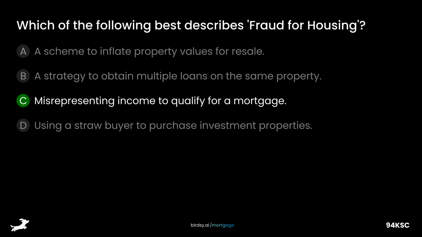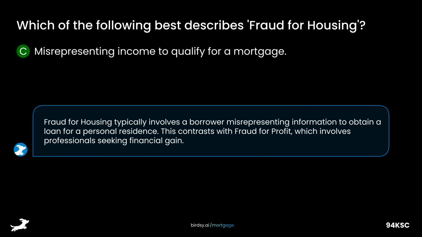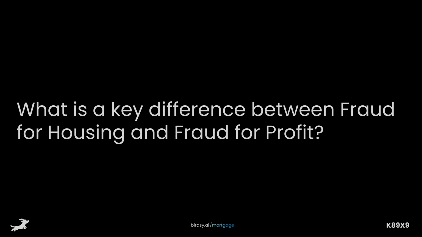The answer is C, misrepresenting income to qualify for a mortgage. Fraud for housing typically involves a borrower misrepresenting information to obtain a loan for a personal residence. This contrasts with fraud for profit, which involves professionals seeking financial gain. What is a key difference between fraud for housing and fraud for profit?